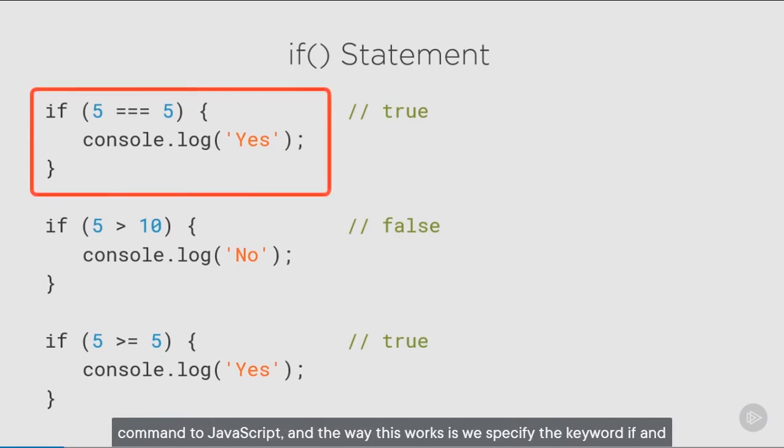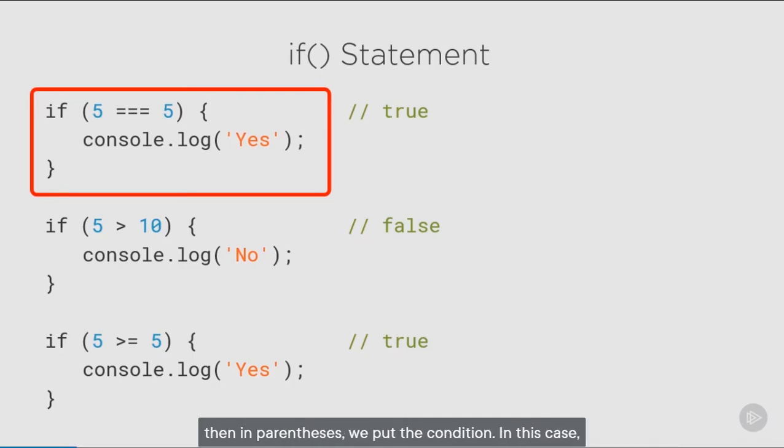And the way this works is we specify the keyword if, and then in parentheses we put the condition. In this case, we're checking if 5 is equal to 5. That's what the three equal signs mean. We saw how a single equal sign let us assign a value to a variable, but we're not doing that here. We're comparing, so we use three equal signs. So if 5 is equal to 5, we execute this code block. A code block is code that exists between opening and closing parentheses. So in this case, because 5 is equal to 5, we'll log out the word yes.